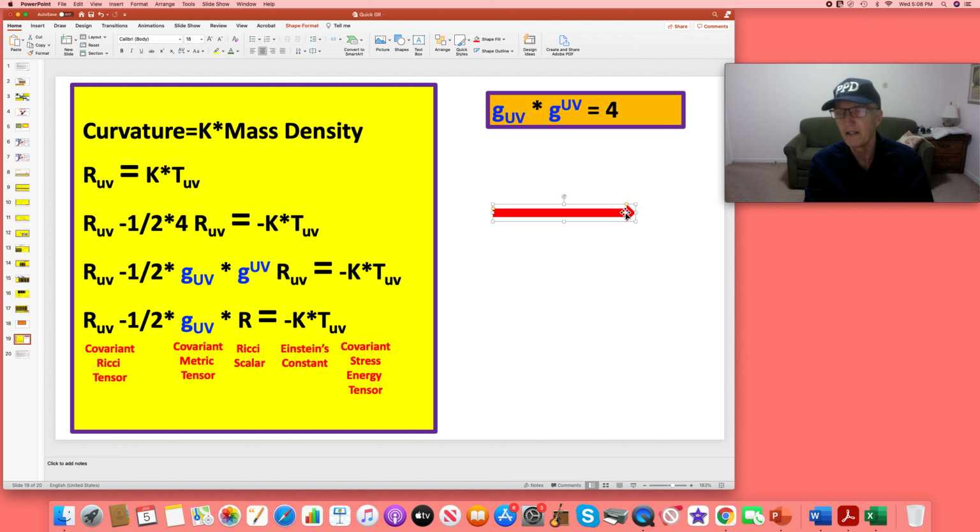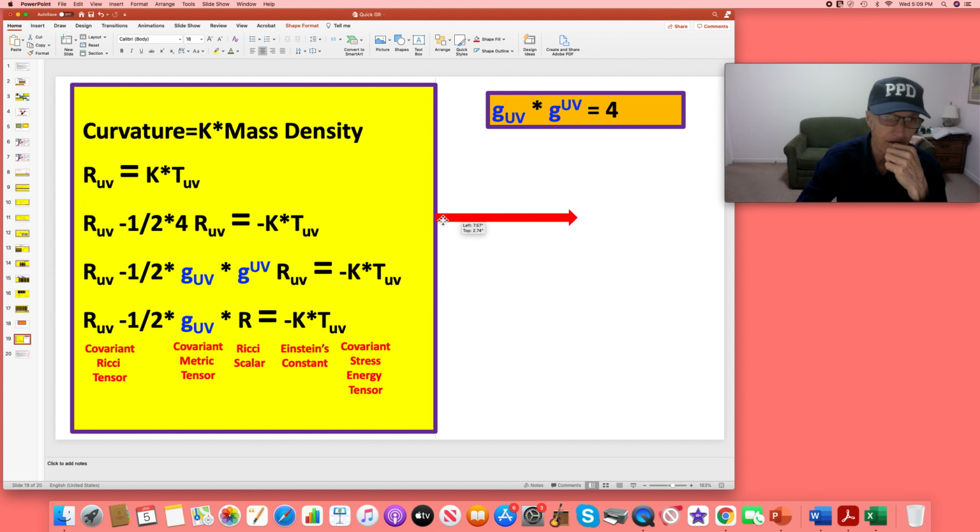Now in my series, General Relativity 1 through 6, I actually derive K. So if you want to see that, you can go look there. So we write that down, K times mass density. Okay, so R subscript UV is a curvature tensor. It is equal to K times the tensor for mass density or energy density. They're the same, you know. Especially if C is equal to 1, they are the same. So that we have that.